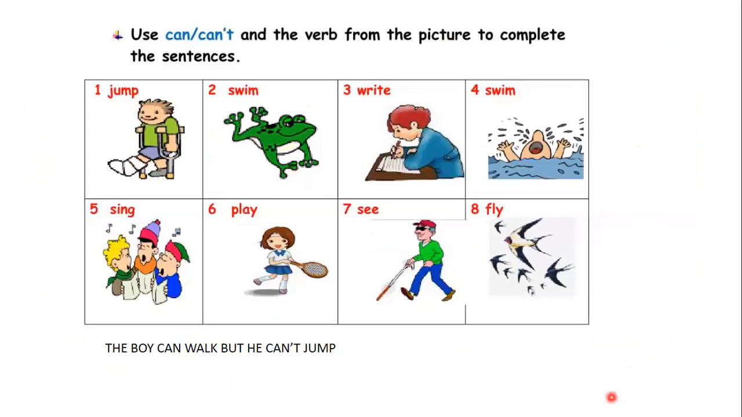Okay, if you remember, we were talking about the conjunction but, right? So here I have 8 pictures. The idea is that we can use can or can't and the verb from the picture to complete the sentences. I already did number 1 as an example. I wrote, the boy can walk, but he can't jump. Why? Because he has a hurt leg, right? So the boy can walk, but he can't jump.